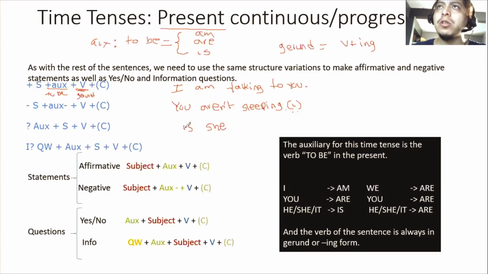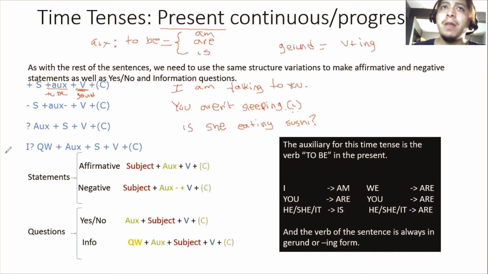If I want to make a question, I start with the auxiliary, then the subject, and then the verb with ing. Is she eating sushi? This is a yes/no question, okay? So the only possible answer is yes, she is, or no, she's not.